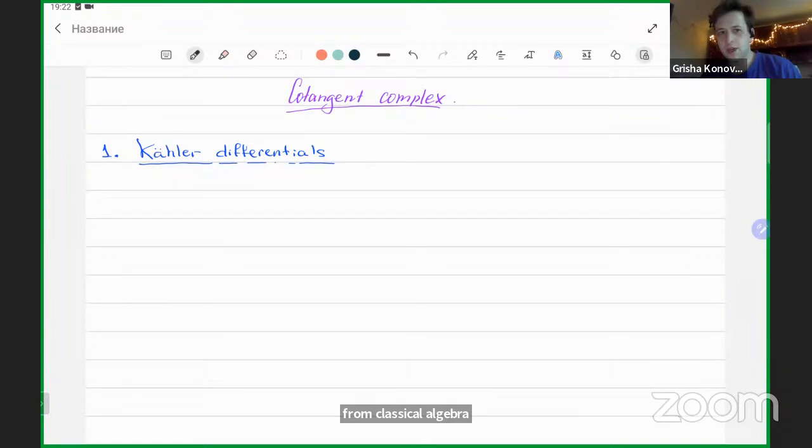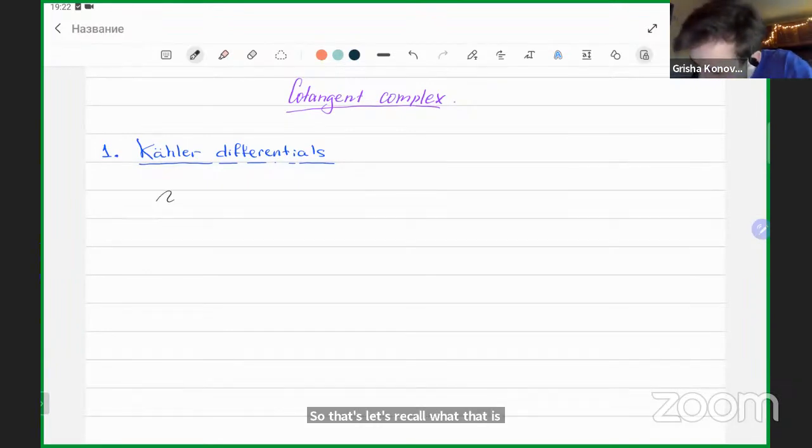There people defined Kahler differentials, which plays a similar role as the cotangent complex does. So let me recall what that is.